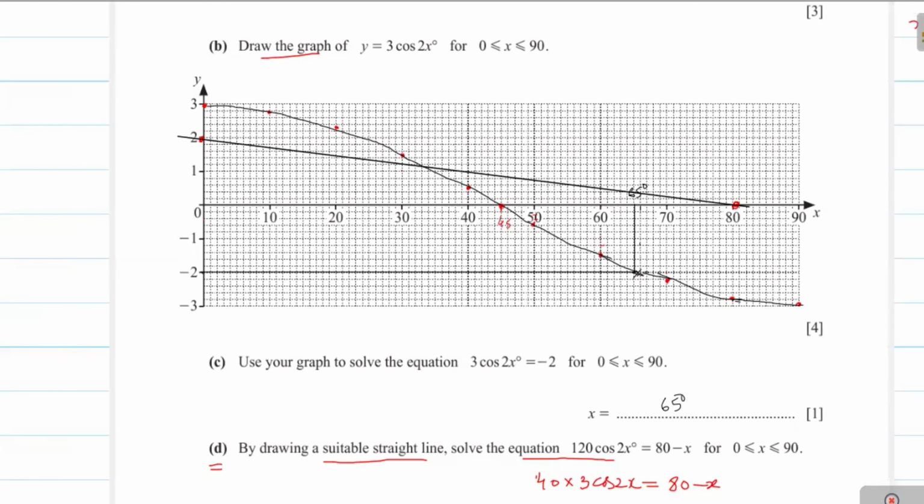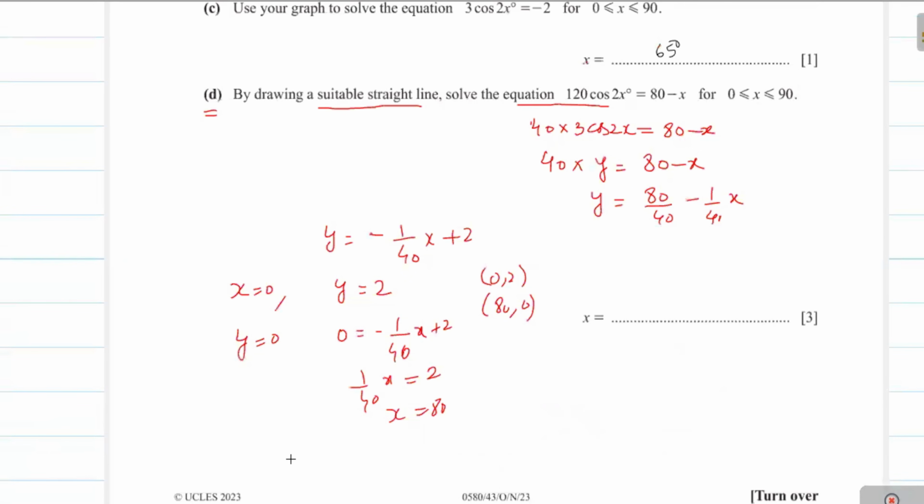Now you see here, when we join these 2 points, this line intersects the graph at this position, and we see the value of x. You see here, the value of x is 1, 2, 3, 4, and this is 34 degree. Now we mark the point here at 34 degree, and this 34 degree is the answer. Now the solution of this equation is x equal to 34 degree.